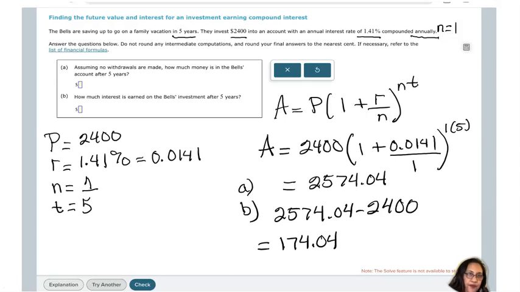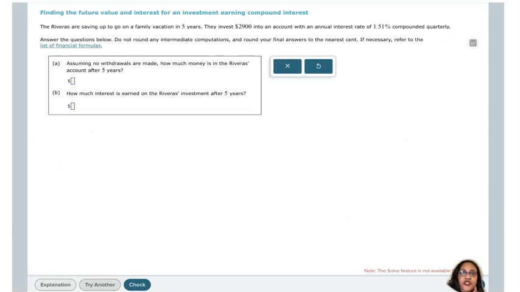All right. So I encourage you to try this next one. Pause the video and give it a try. The Riveras are saving up to go on a family vacation in 5 years. They invest $2,900 into an account with an annual interest rate of 1.51%. So similar to the other problem, 1.41%.